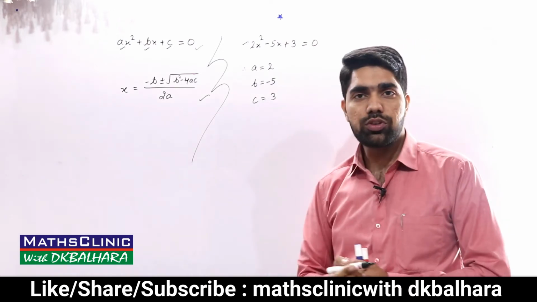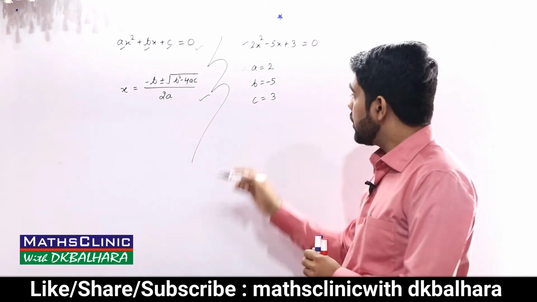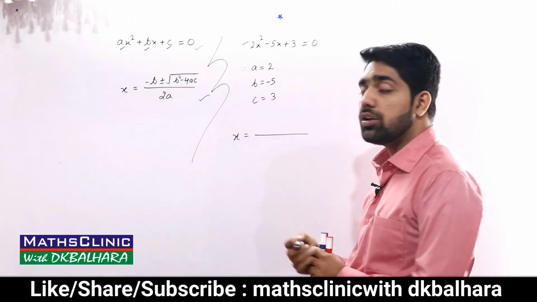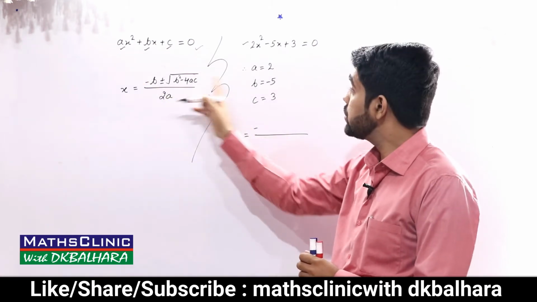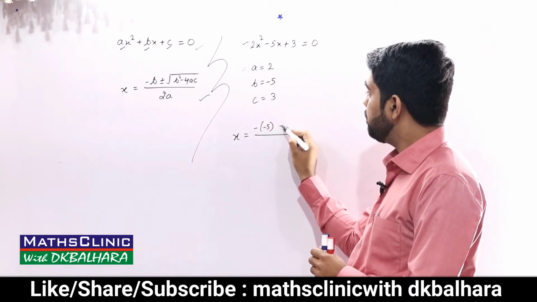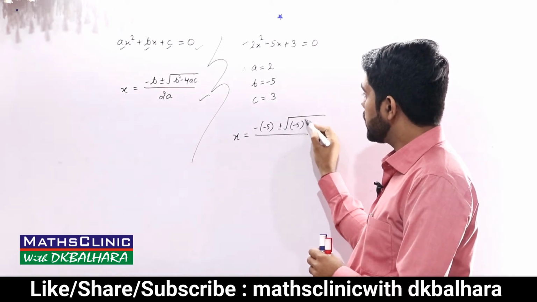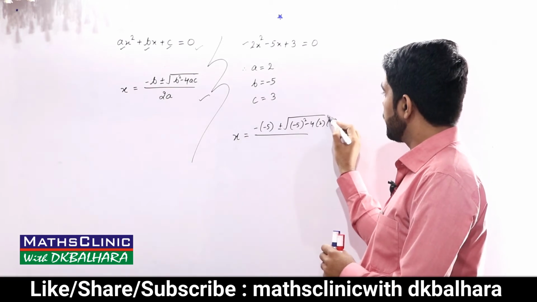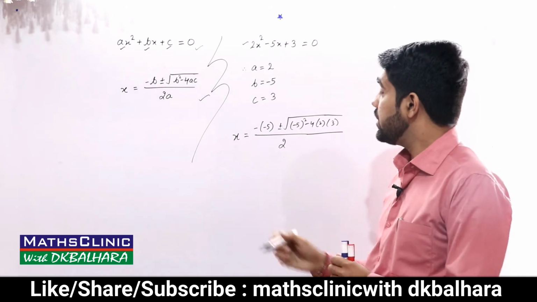Now we have to substitute values of a, b and c in the quadratic formula. Now by substituting the values of a, b and c, our variable x will be equal to, minus sign is already there, we have to substitute the value of minus b, and that is minus 5, plus minus under the root minus 5 whole square minus 4, a is 2 and c is 3. And in denominator it will be 2a, a is 2.